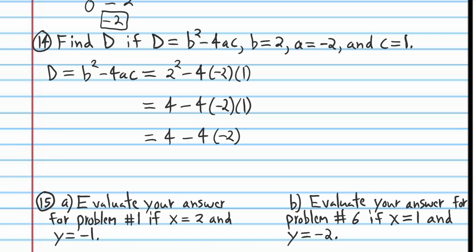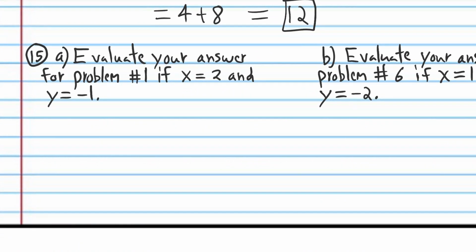And then negative 4 times negative 2 is positive 8. So we end up with 4 plus 8. And then we don't really have much room, so we can go off to the right here, and we get 12. So d is equal to 12.